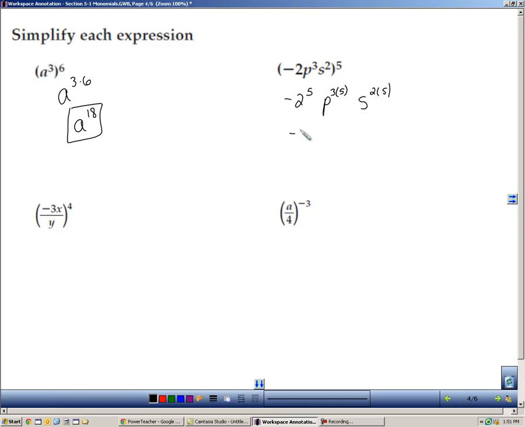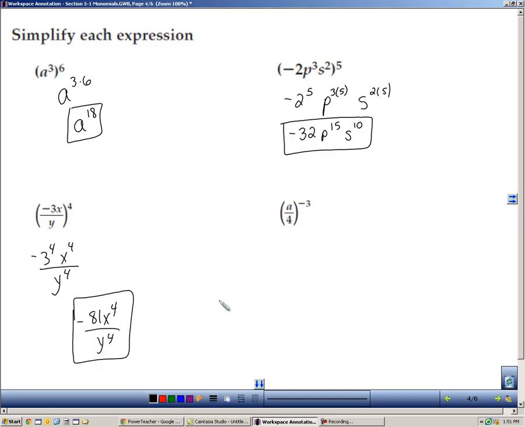Negative 2 to the 5th is negative 32. P to the 15th, s to the 10th. This one we're dividing with an exponent on the outside, so the 4 has to go into the exponent of everything. And that's over y to the 4th also. Negative 3 to the 4th power is negative 81. X to the 4th over y to the 4th.